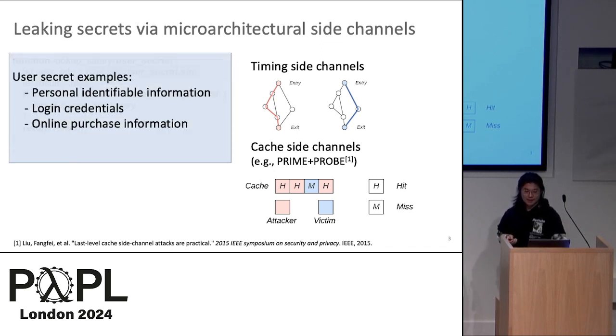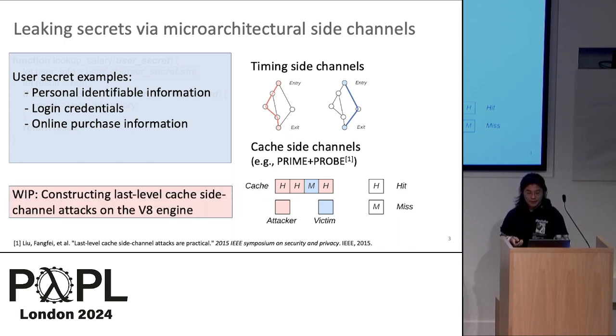Well, in fact, more user secrets can be leaked. Examples include personally identifiable information, login credentials, and online purchase information. And to show the feasibility of such attacks in a serverless environment, we are currently actively working on constructing a last level cache side channel attack on the V8 engine.